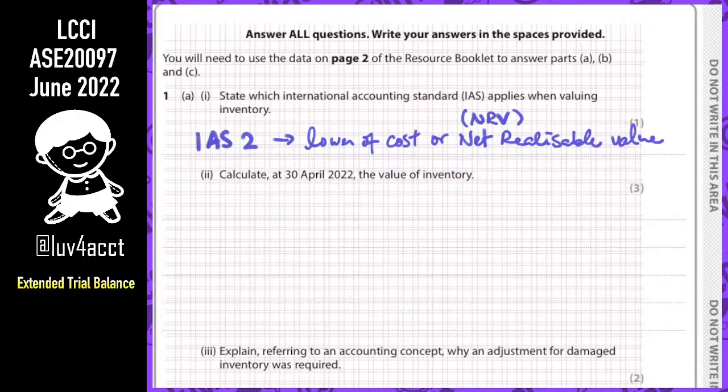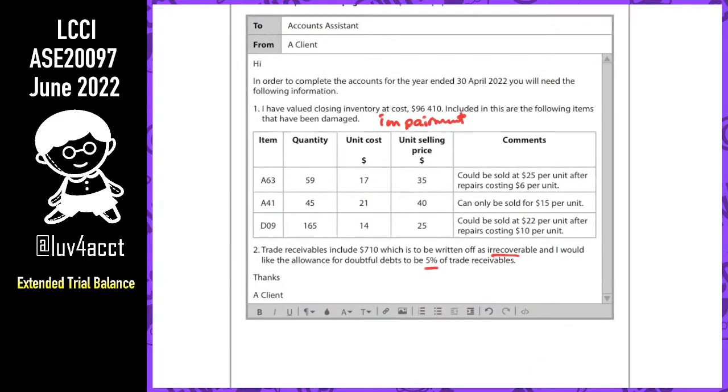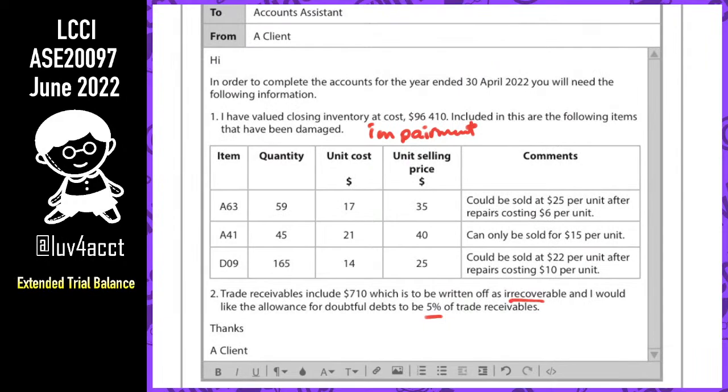For the next part, calculate for the year end the value of inventory. Let us go back to the information given to us. Originally we have 96410, before the impairment test. But then we have 3 batches of goods that might be impaired. They are damaged, but they can be impaired or not impaired.